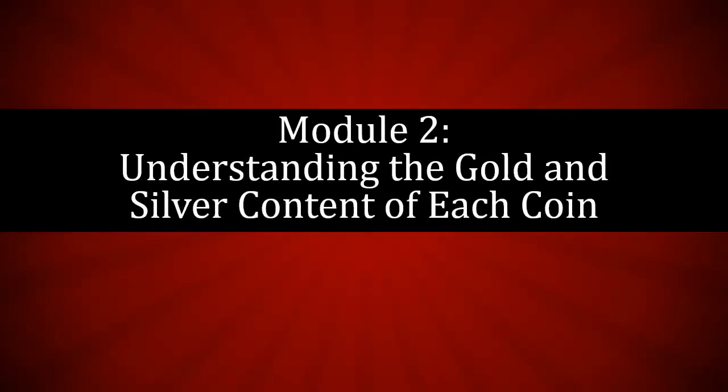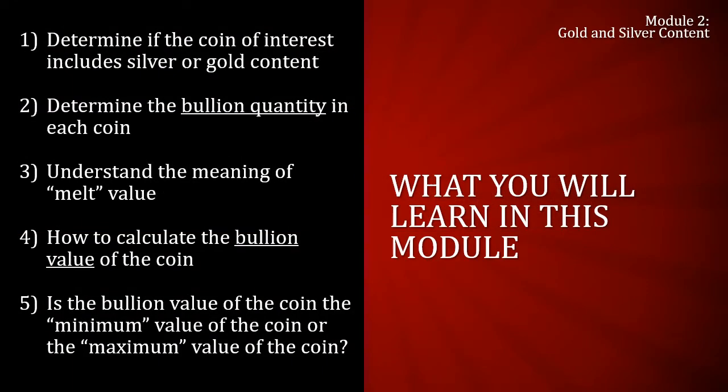Welcome to Module 2, Understanding the Gold and Silver Content of each U.S. coin. In this module, we're going to cover 5 major topics. The first one is we're going to determine if the coin of interest includes silver or gold content. Not all coins have silver or gold, so we'll look at which ones do.